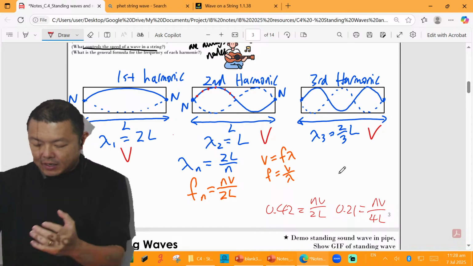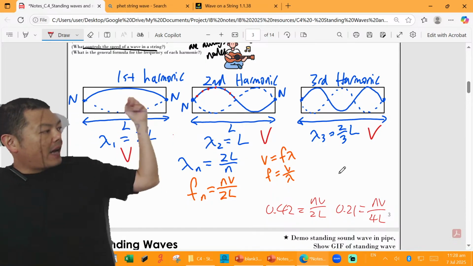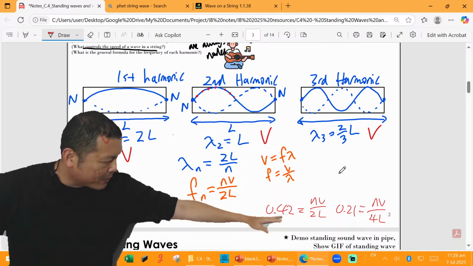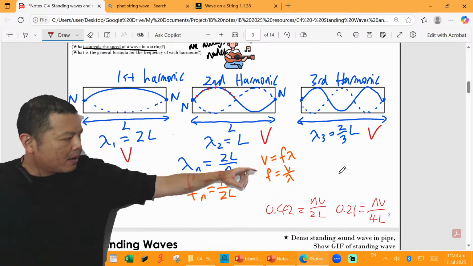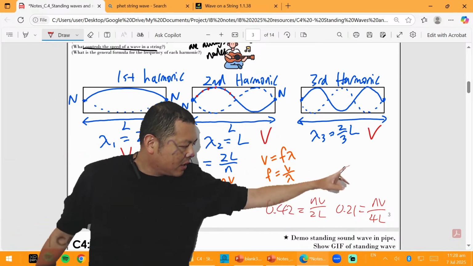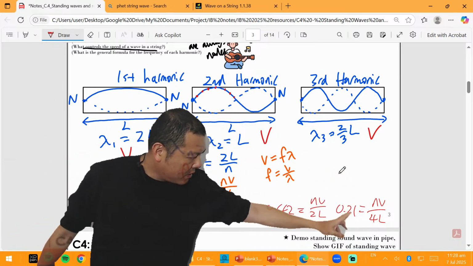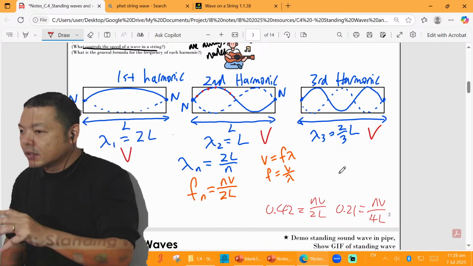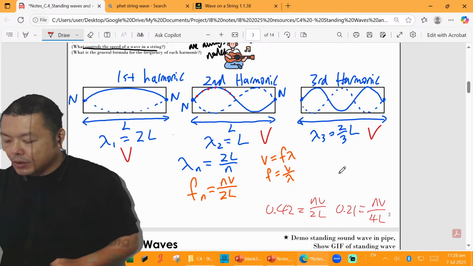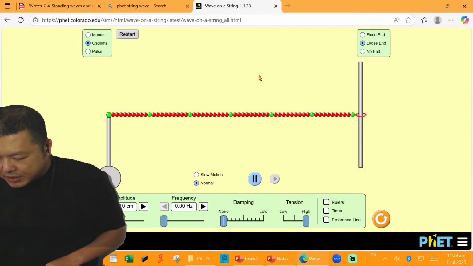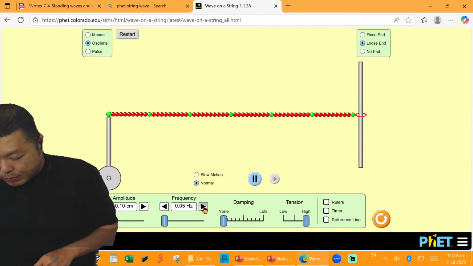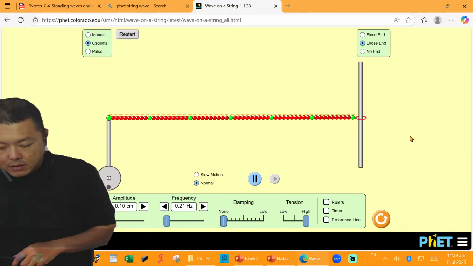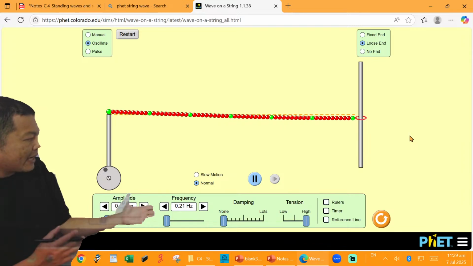Which means that for the same length, if it's both ends closed, the first harmonic frequency is 0.42. But if it's one end open, one end closed, the first harmonic frequency is actually lower. It's 0.21 hertz. Correct? So let's put that to the test. Let's use this simulation, put it at 0.21 hertz, and see whether we can get a standing wave.